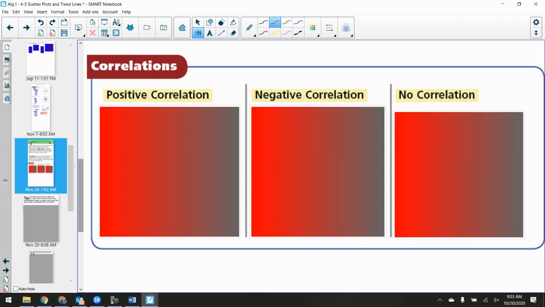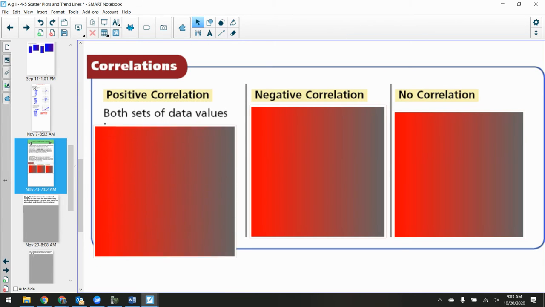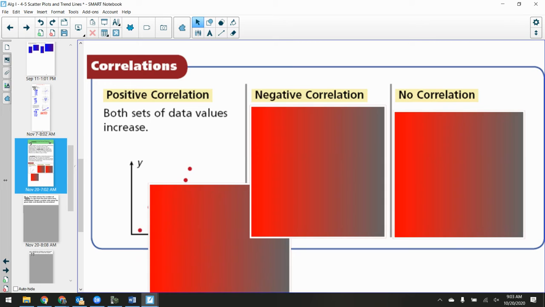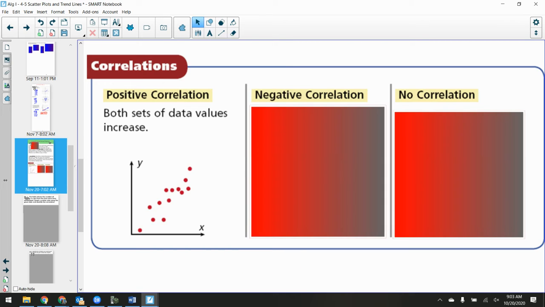All right. Okay, so there are different types of correlation. There's positive correlation, there's negative correlation, and there's no correlation at all. The positive correlation is when both data values will increase at the same time. As I increase the amount of studying, my grade increases as well.